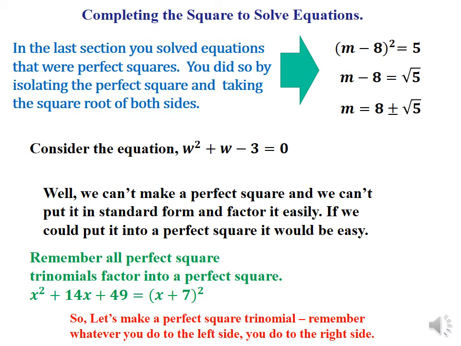Today we're going to talk about completing the square in order to solve equations. In the last section, you solved equations that were perfect squares. You did this by isolating the perfect square and then taking the square root of both sides. Notice the examples to the right.